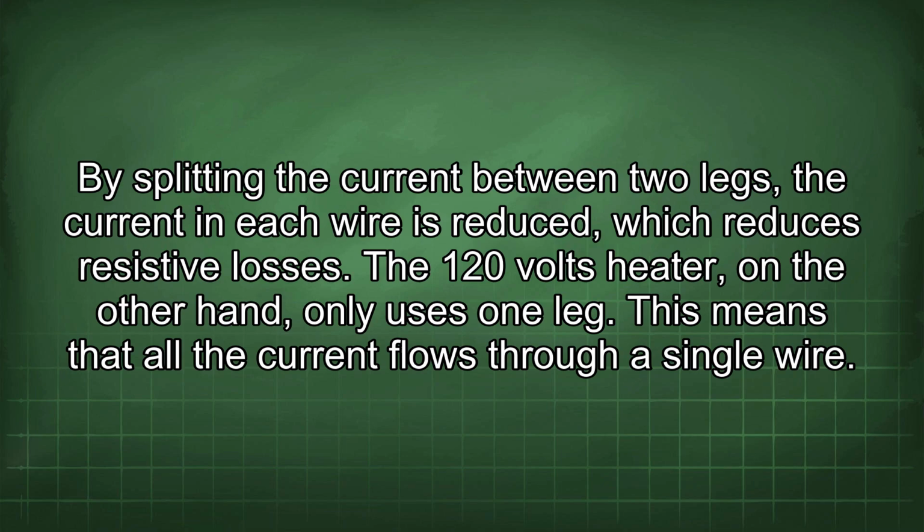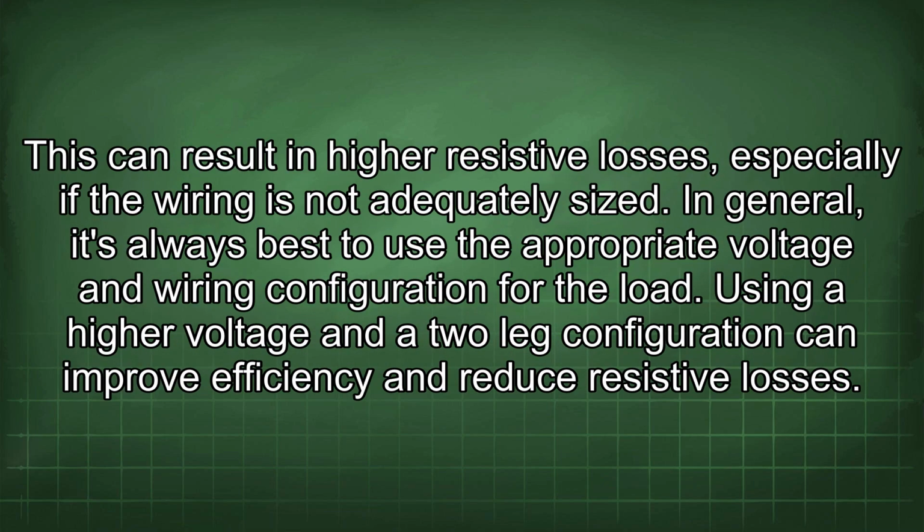The 120 volts heater, on the other hand, only uses one leg. This means that all the current flows through a single wire. This can result in higher resistive losses, especially if the wiring is not adequately sized. In general, it's always best to use the appropriate voltage and wiring configuration for the load. Using a higher voltage and a two-leg configuration can improve efficiency and reduce resistive losses.